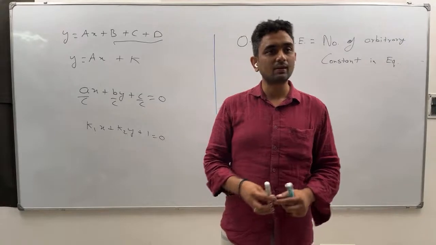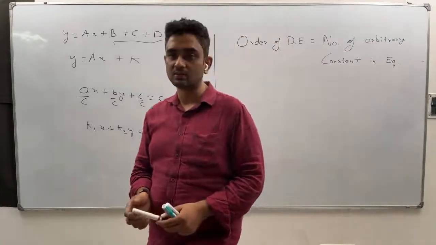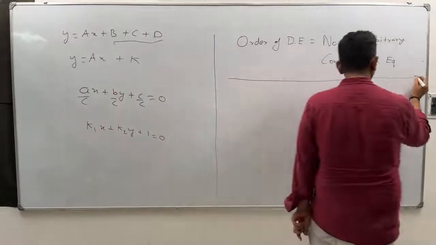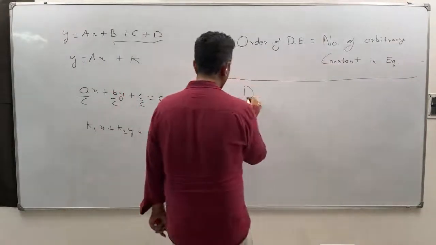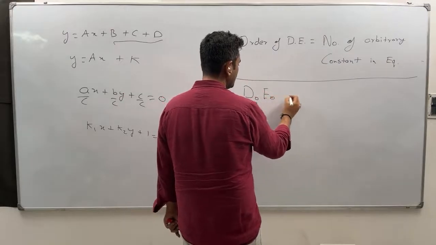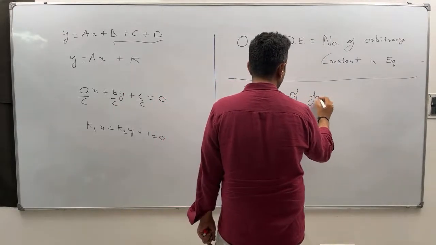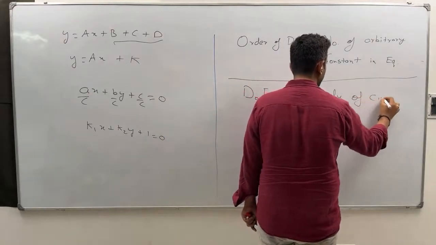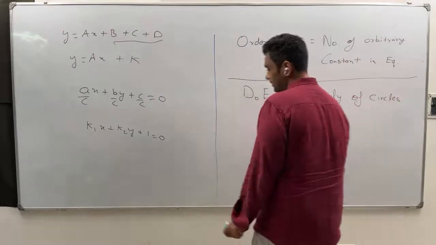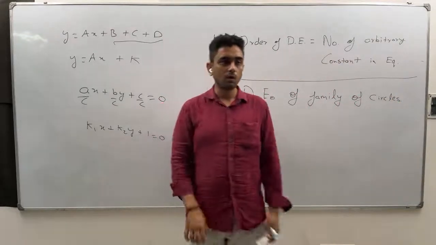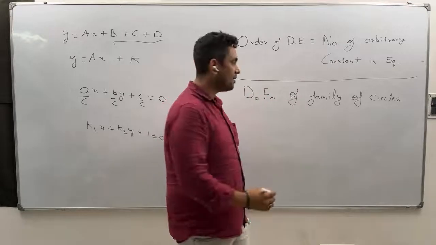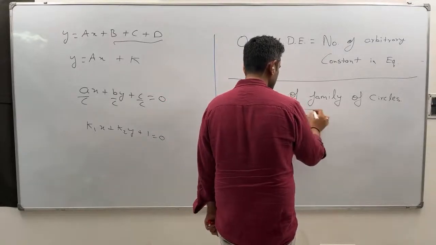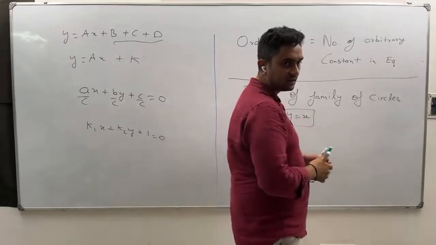Clear? Now we'll take a question to see how a question from this exercise will look. All right, so let us take this question. We have to find the differential equation of the family of all circles having center on the line y equal to x.